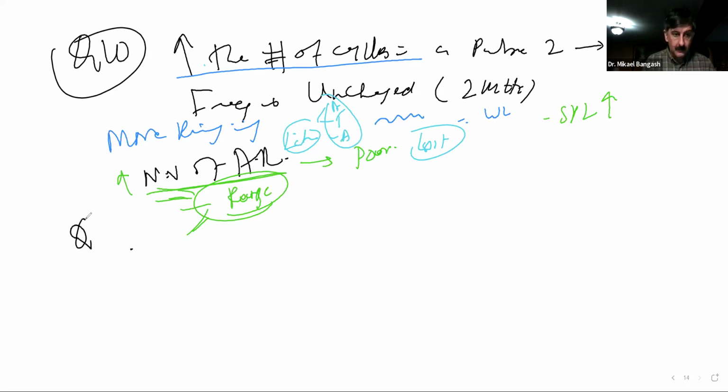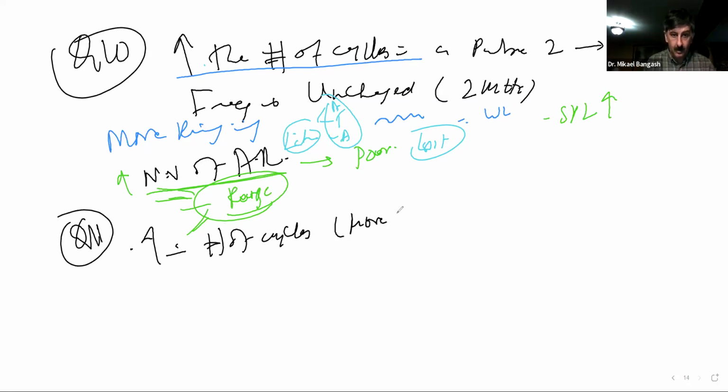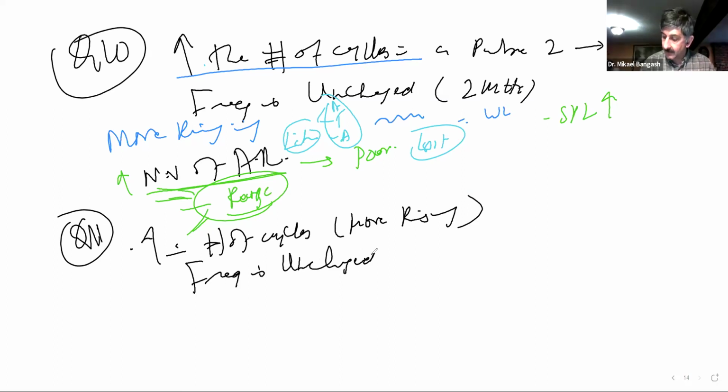Question number 11. Now, when the number of cycles in a pulse increases, and I just said earlier that's what we'll end up calling more ringing, while the frequency remains the same, unchanged, the image quality improves, degrades, or remains the same.